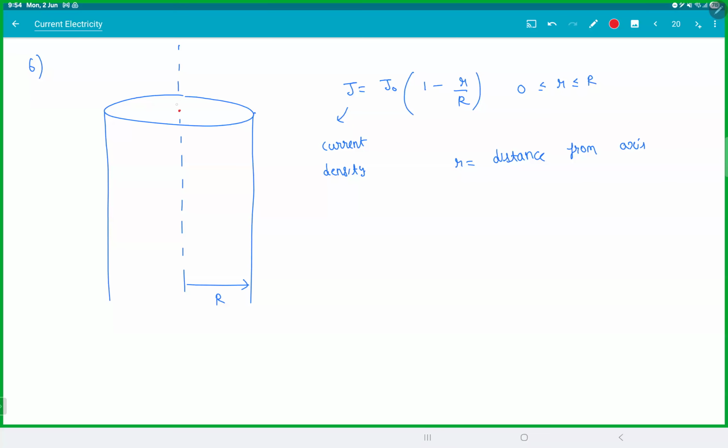So look at this. If r is 0, current density is maximum at the center, and as you go outside, the current decreases. So on the surface, the current is 0. Find the current in the conductor. Find the total current in the cylinder.